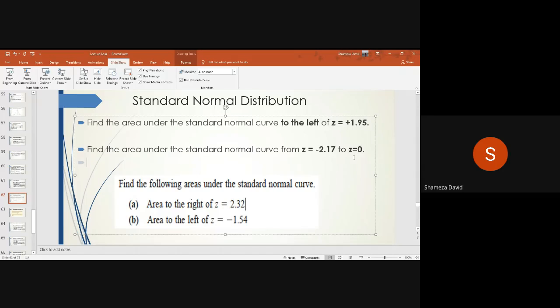And so what we're asking for here is the area between the center and negative 2.17. So that is to the left of the mean. And here, the value is a positive 1.95. That is to the right of the mean. And so we want the area to the left of that.